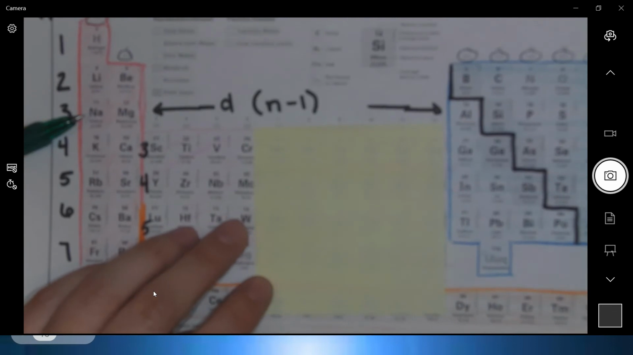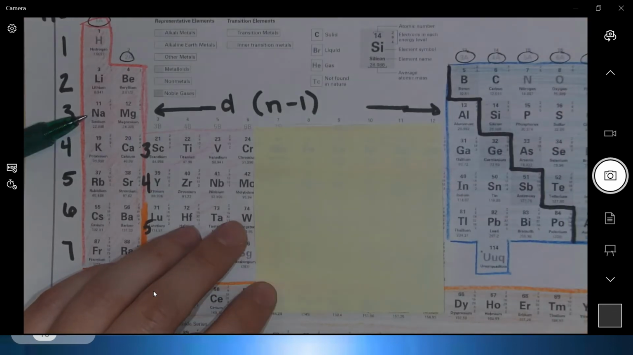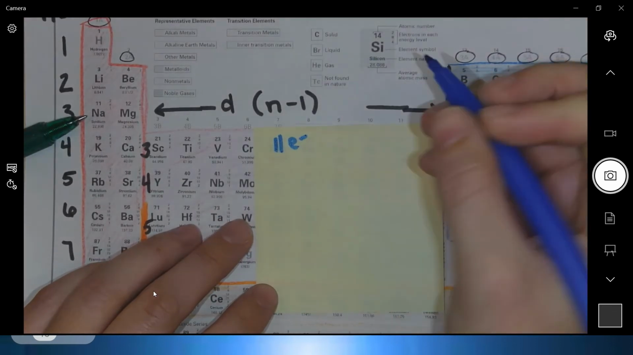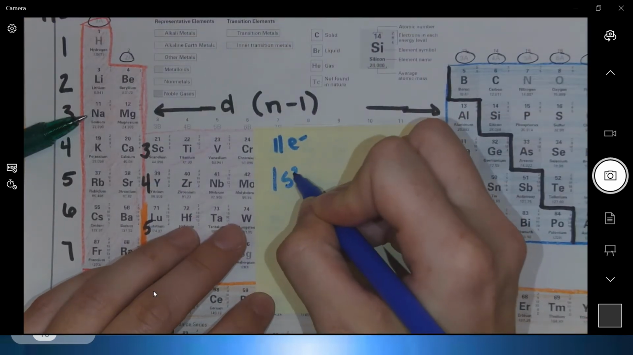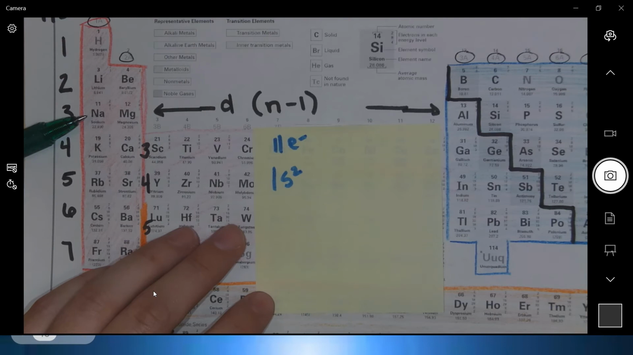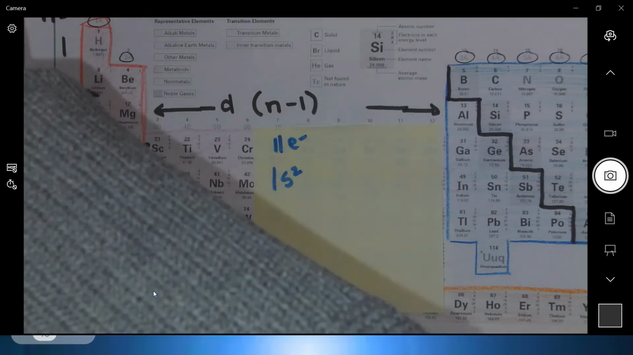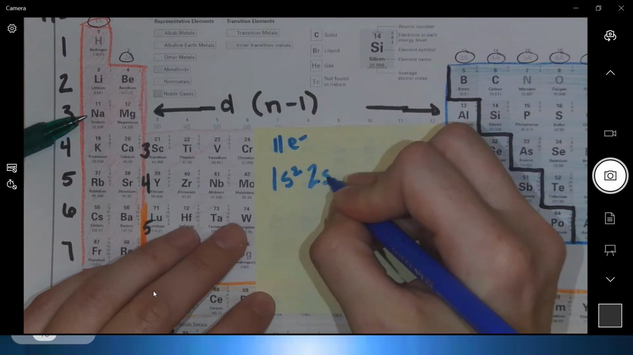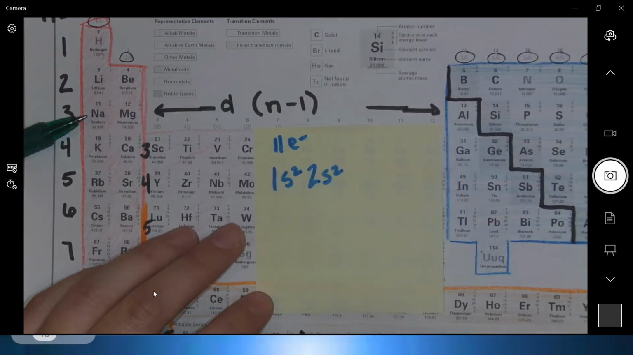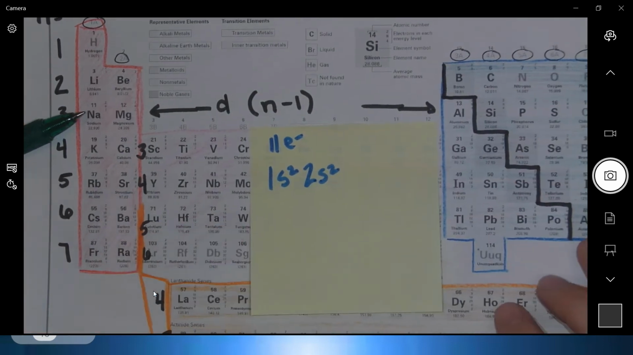Okay, so let's look at sodium. Sodium is number 11, so we know it has 11 electrons. In order to get to sodium, I'm going to read through 1s2. So I'm going to write 1s2 down. I have 9 electrons I still need to account for. We also need to get through 2s2 in order to get down here to sodium. So we can write 2s2 down. 2 plus 2 is 4, so we still have 7 electrons to account for.